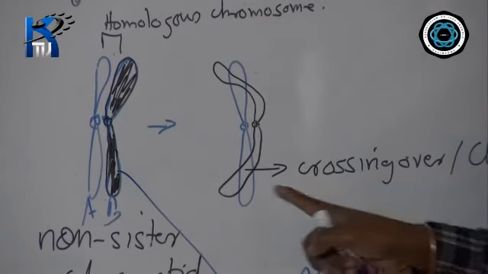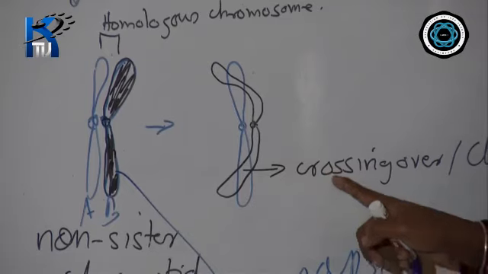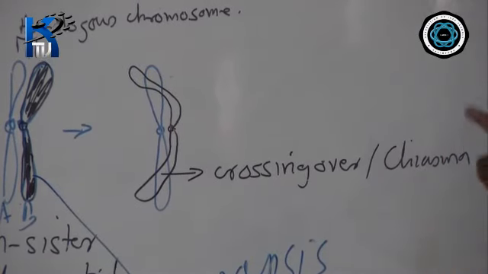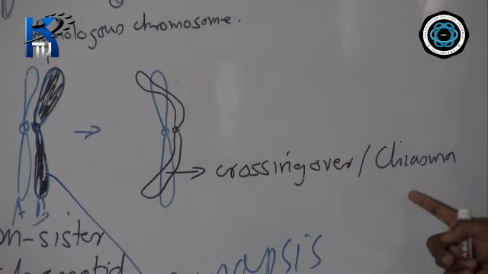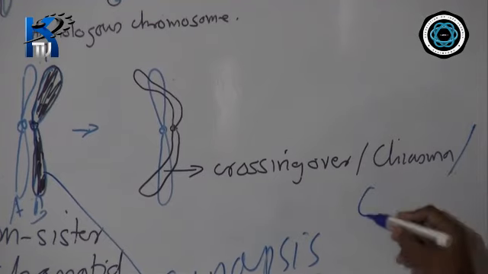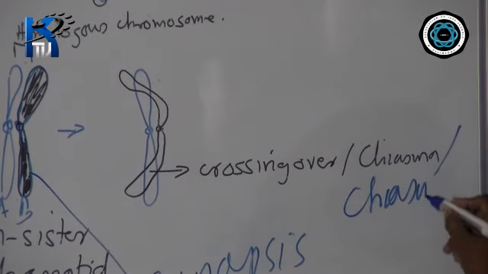So what do you call it? They overlapped with one another. So here what happened? Crossing over took place. And the technical term of crossing over, you call it as chiasma or chiasmata. Okay, anything, chiasma or chiasmata.